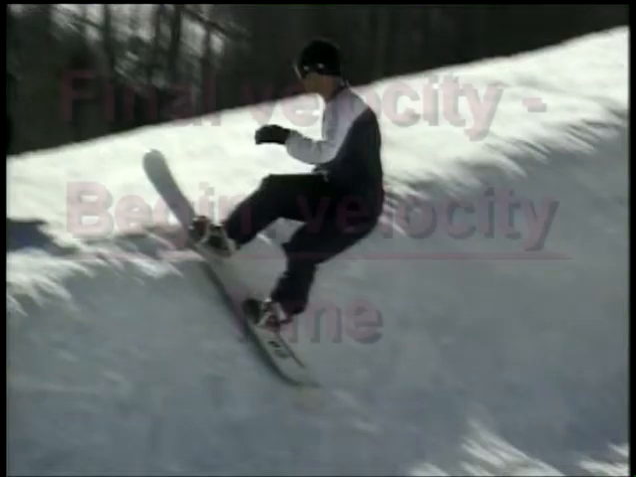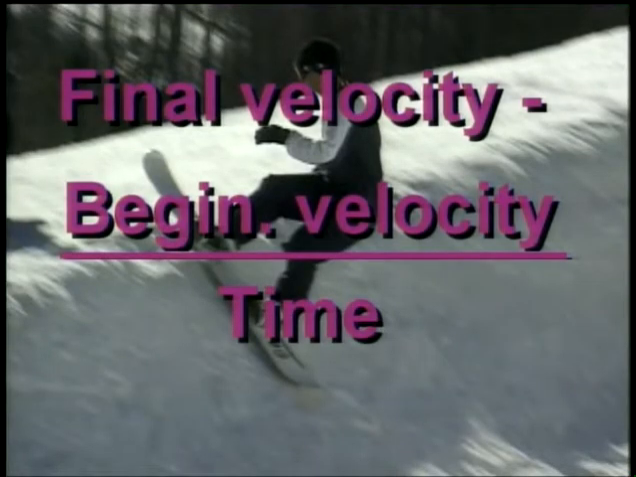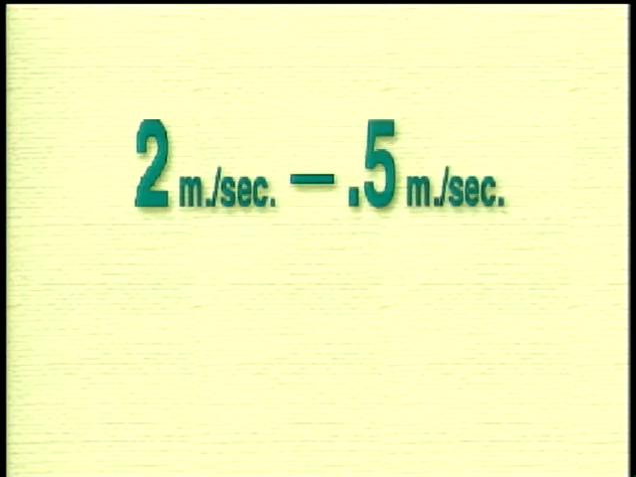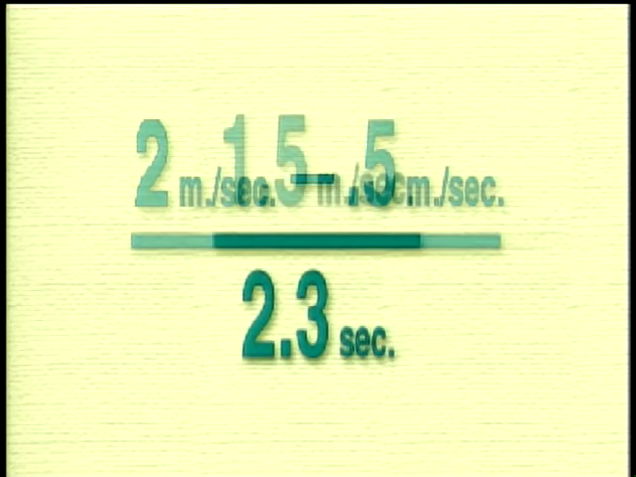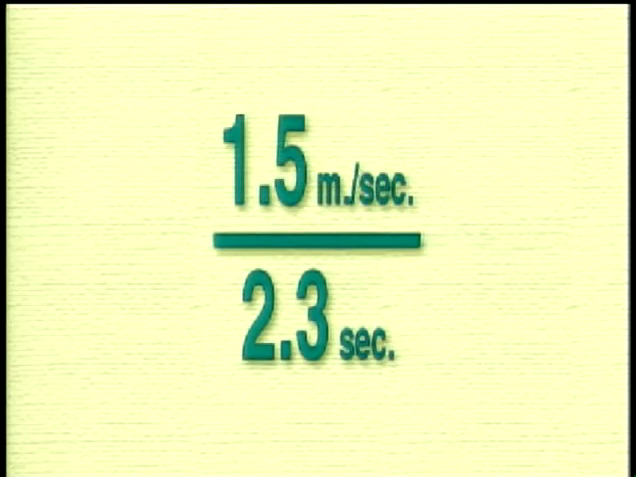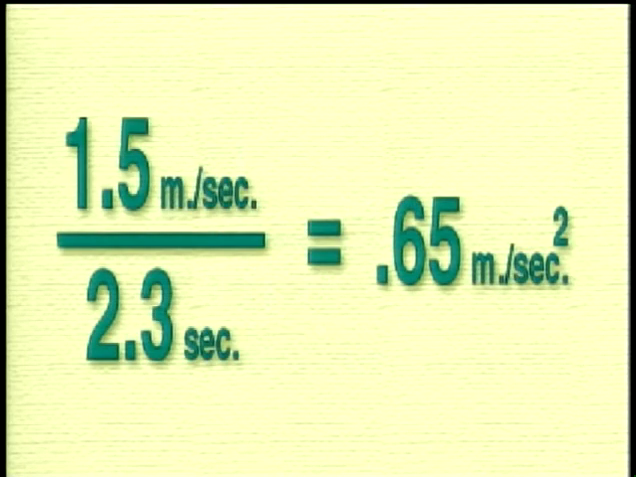To compute the snowboarder's acceleration, we'll plug the numbers into the formula for acceleration. Placing the numbers into the formula, we had 2 meters per second for the final velocity and 0.5 meters per second for the initial velocity, divided by 2.3 seconds. 2 meters per second minus 0.5 meters per second equals 1.5 meters per second. Take that and divide it by 2.3 seconds, and it equals 0.65 meters per second squared.